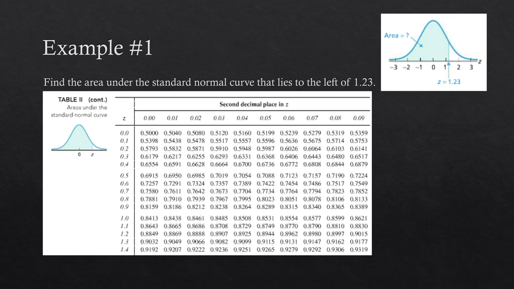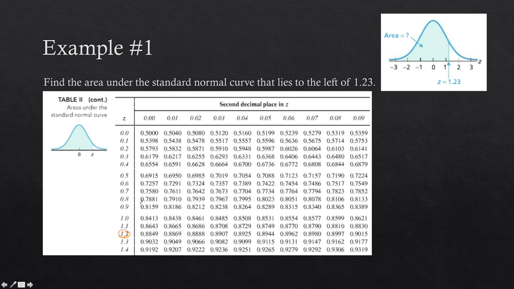So, let's look at an example. Find the area under the normal curve that lies to the left of 1.23. Let's look at our table. We want to find all of this to the left of 1.23. So here's how you need to do this. 1.2 is right here. Okay, we're at 1.23.